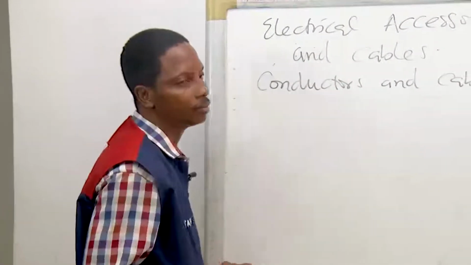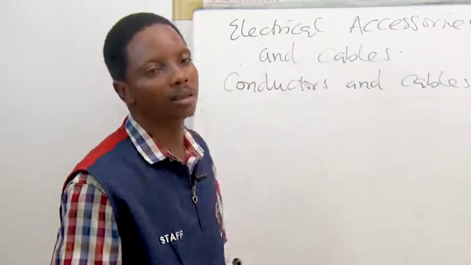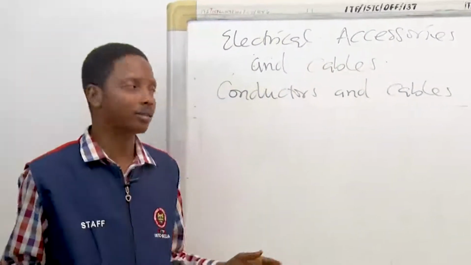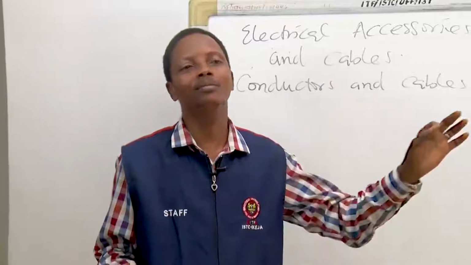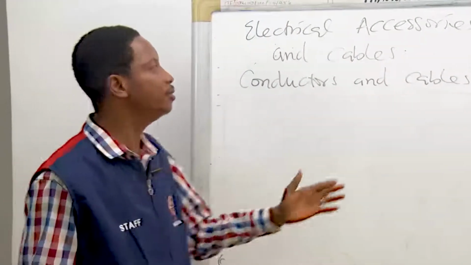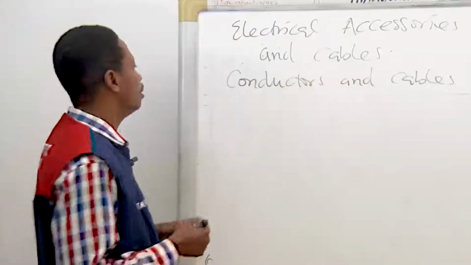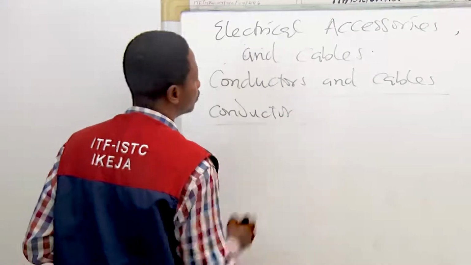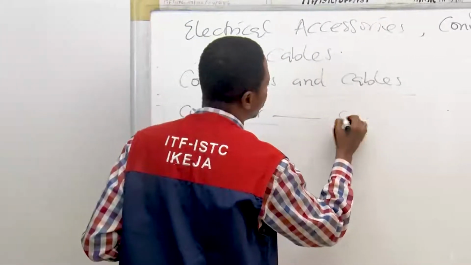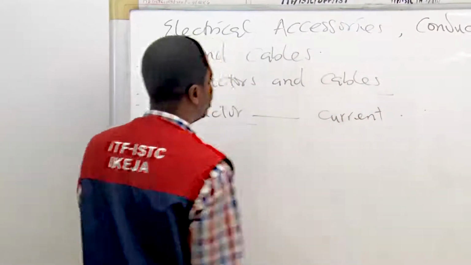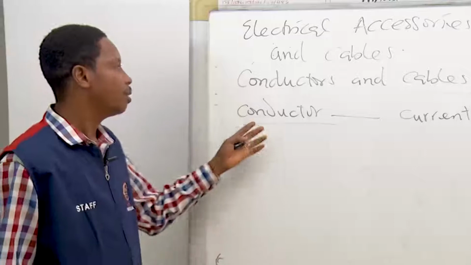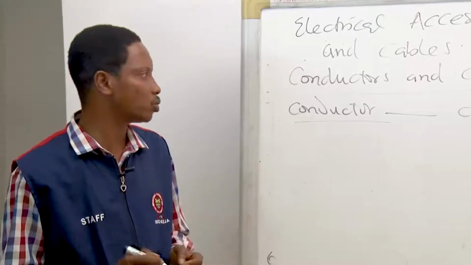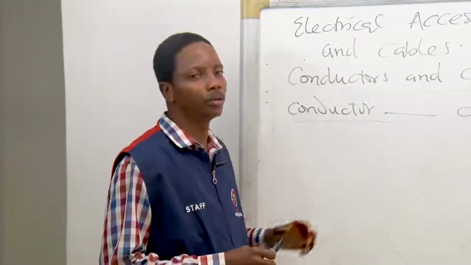What is a conductor? A conductor is a material that allows easy flow of currents. In physics class, we say any material that allows easy flow of currents. So, conductors allow flow of currents. In electrical, we have different types of conductor, but there are three basic factors we consider that determine our conductor.